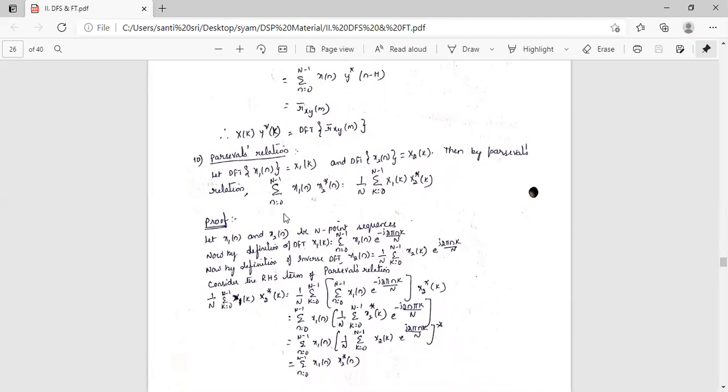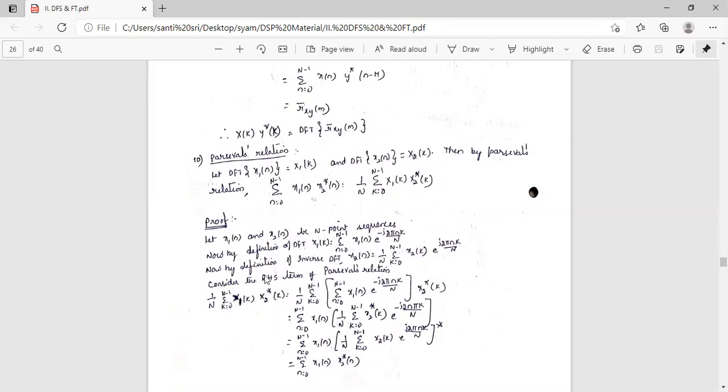So sigma n equal to 0 to N minus 1 x1 of n into x2 star of n is equal to 1 by N into sigma k equal to 0 to N minus 1 x1 of k into x2 star of k. Okay, so let me prove. Let x1 of n and x2 of n be N point sequences. Now by definition of DFT, x1 of k is equal to sigma n equal to 0 to N minus 1 x1 of n into e power minus j 2 pi n k by N, where k is varying from 0 to N minus 1.